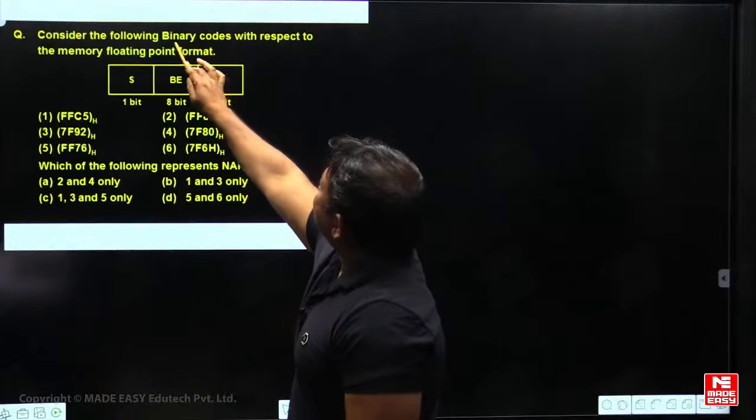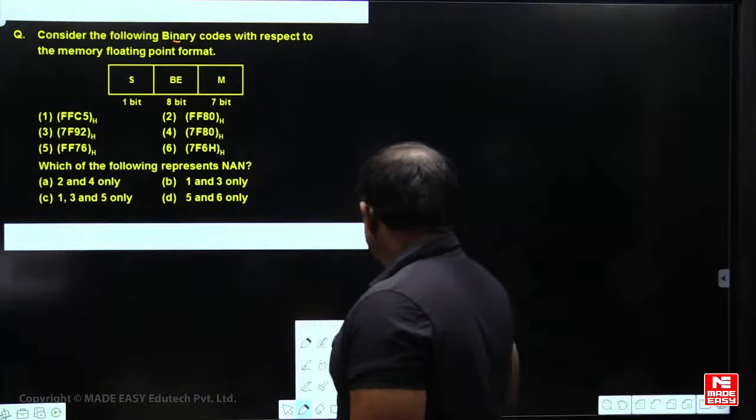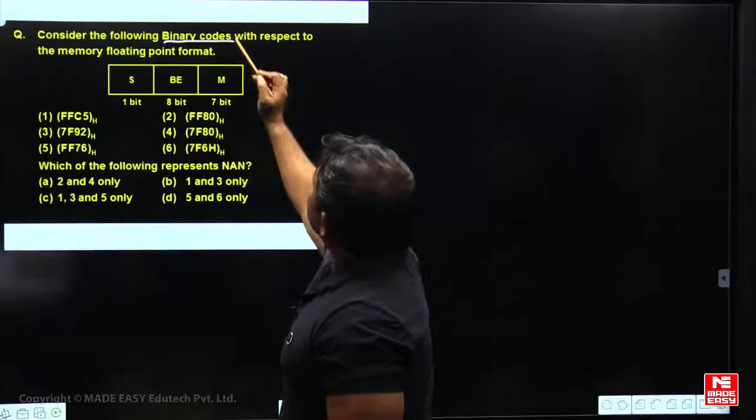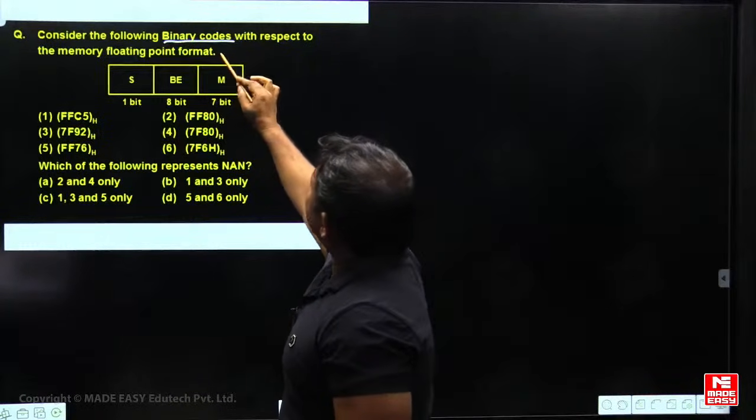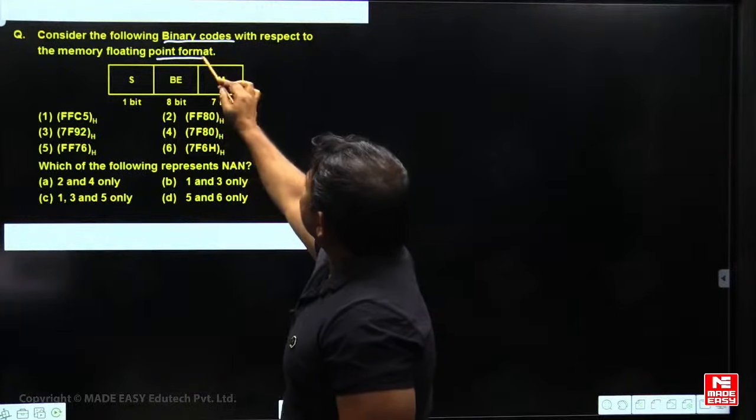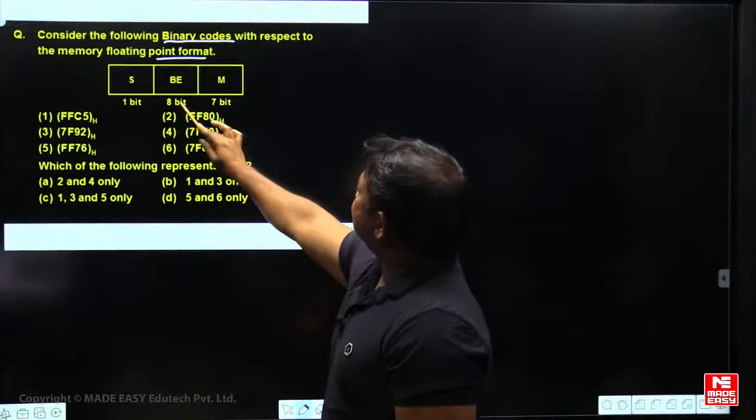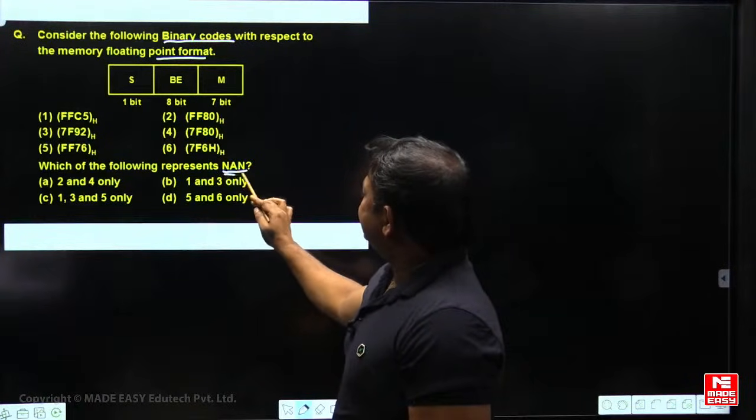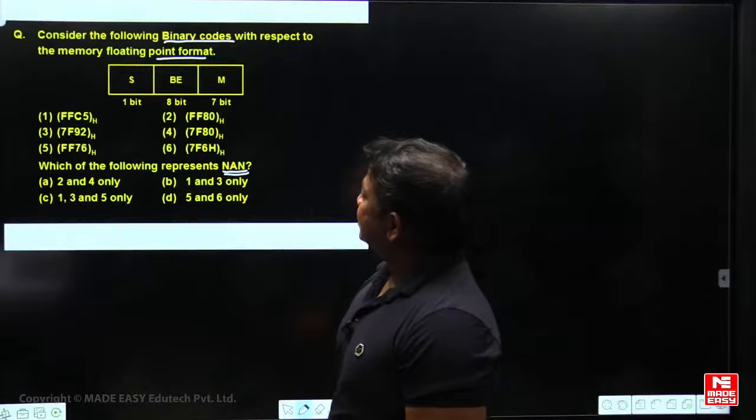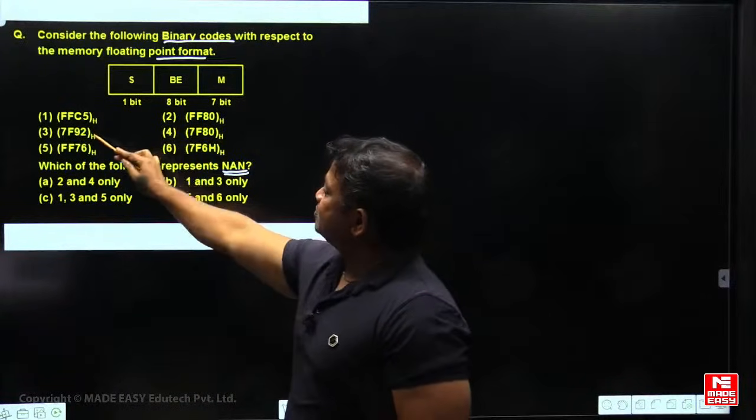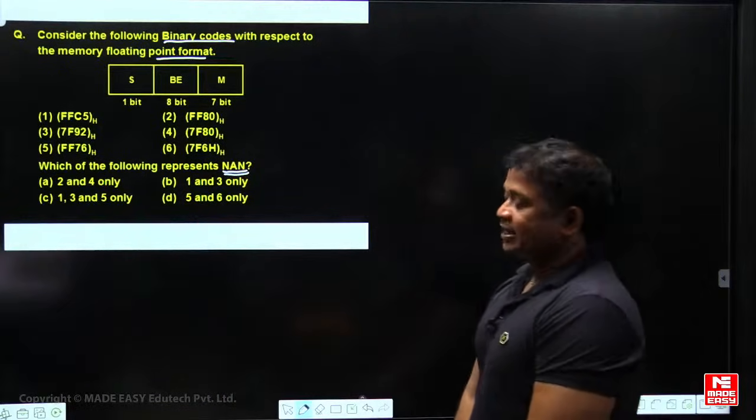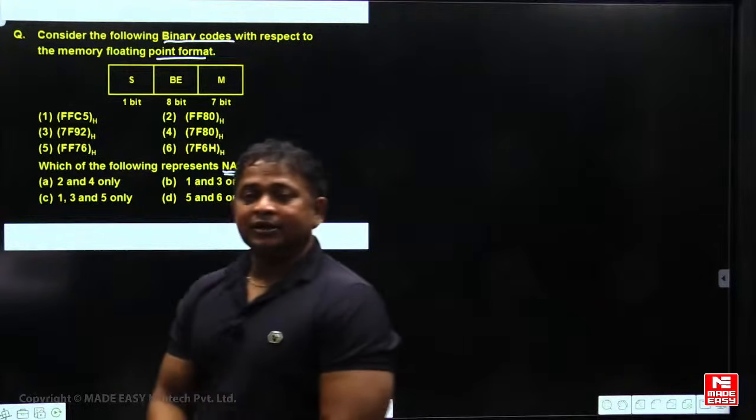Consider the following binary representations with respect to the floating point memory data. Which of the following represents NaN? Here 6 numbers are given, memory contents are given. Which of the following represents NaN, where does NaN get represented?